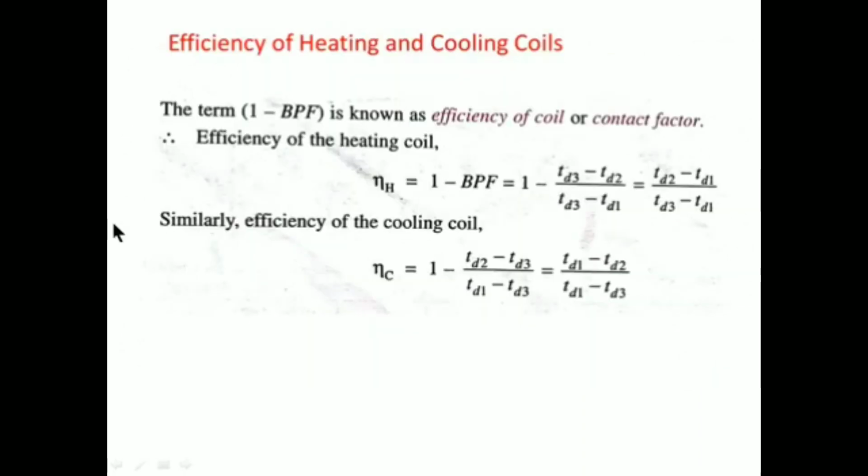Now efficiency of heating coil. So the term 1 minus BPF is known as efficiency of coil or contact factor. So efficiency of heating coil will be 1 minus BPF, and if we replace the BPF with the formula in the previous slide, then we get 1 minus (TD3 minus TD2) upon (TD3 minus TD1). So this will be the term which we will be getting by simplifying. And efficiency of cooling coil will be equal to (TD1 minus TD2) upon (TD1 minus TD3).